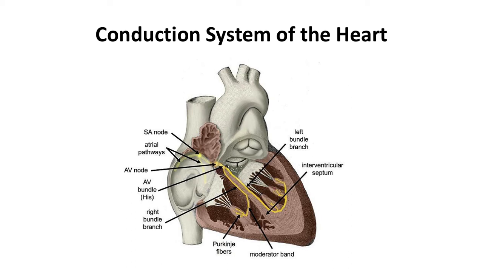So the right and left atria contract at the same time, pushing blood into the ventricles. And then the ventricles are going to contract at the same time, pushing blood either into the pulmonary trunk for the right side or into the aorta for the left side.